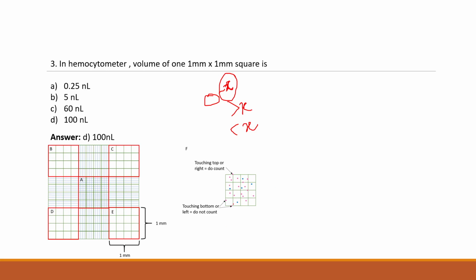First, count the cells within the big square which are not touching your outer boundaries. Then count any 2 boundaries. If you are counting top and right, you should count top and right for all 5 squares in your hemocytometer. If you're counting left and bottom, then count left and bottom only for all your 5 big 1 mm boxes. So that is how you count. That is your rule for counting cells.